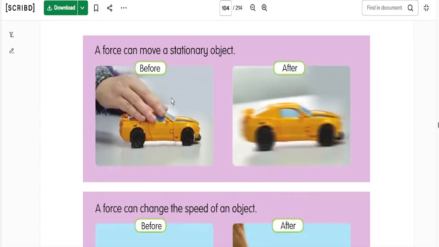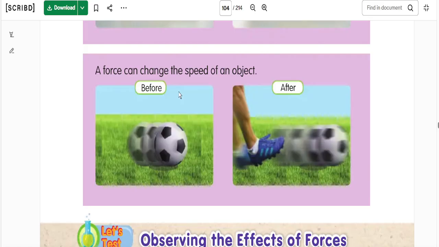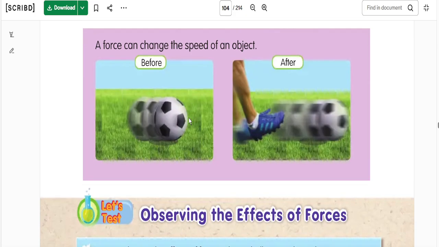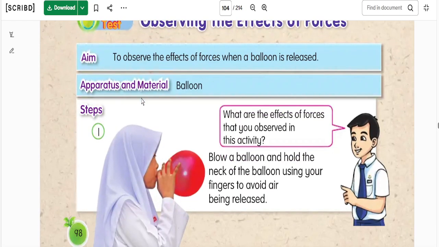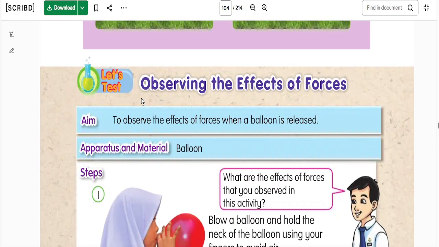There are some more. A force can move a stationary object. Stationary means an object which is at rest. Like before, this car was not moving. As you apply a force on it, it starts moving, right? A force can also change the speed of an object. If you kick this ball fast, with greater force, its speed would increase, right? So greater the force, greater would be the speed. So these are some effects of force, right?